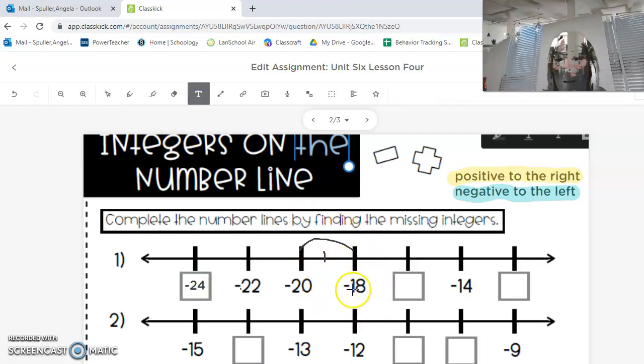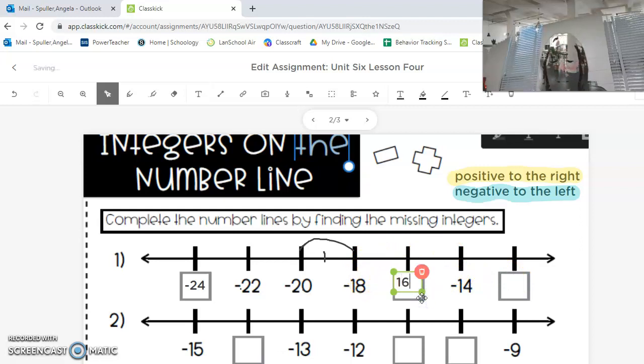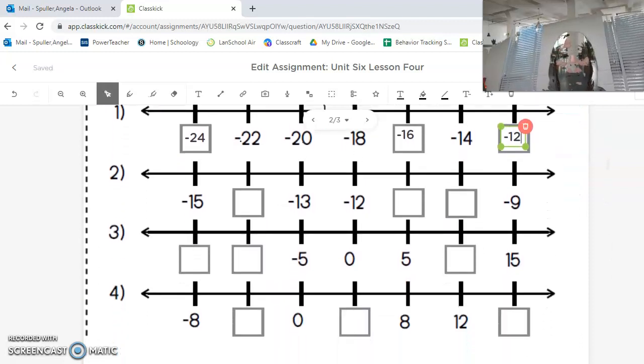All right, looking on this side, we're going the other way. So in between 14 and 18 should be 16. If I'm counting by twos, oh, I got to put my negative sign. If I'm counting by twos and I go backwards, so negative 24, 22, 20, 18, 16, 14, 12 would be the next one going backwards.